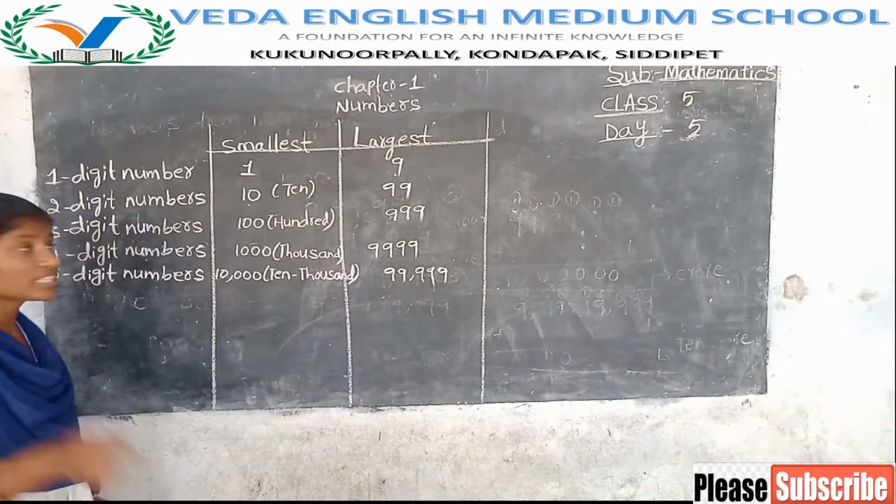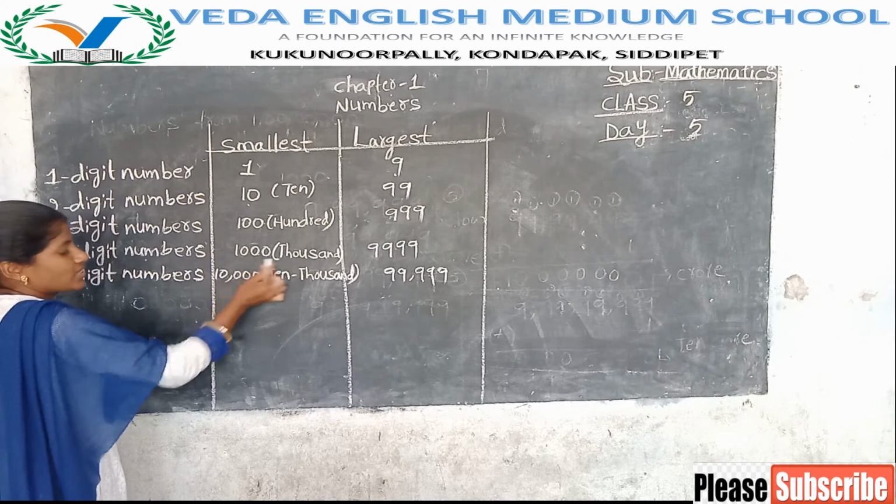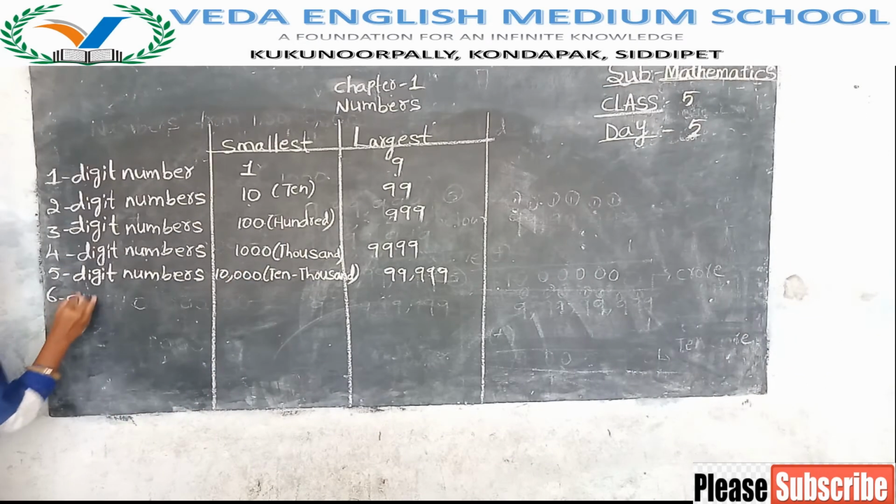Each time the 1 followed by 0s is increasing. Here we don't have any 0. Here 1 zero. Here 2 zeros. Here 3 zeros. Here 4 zeros. That means the zeros are increasing. Next, 6 digit number.